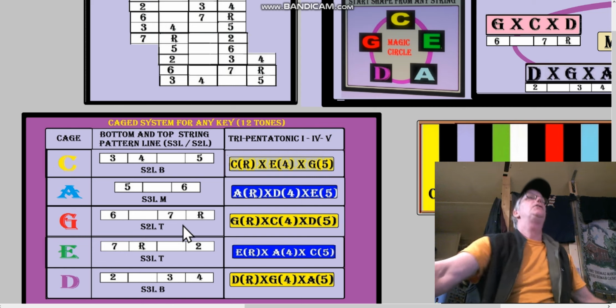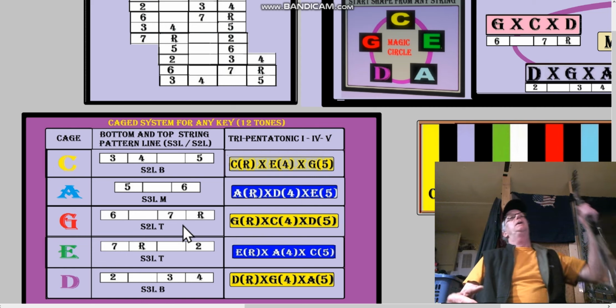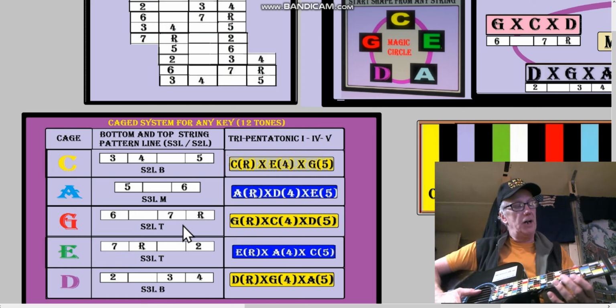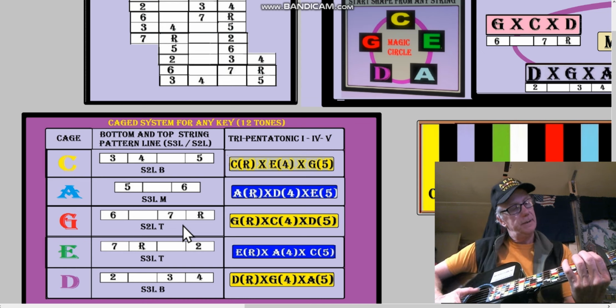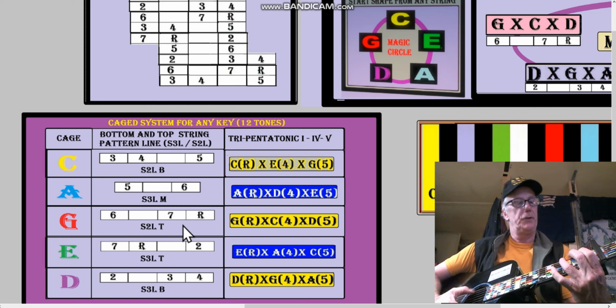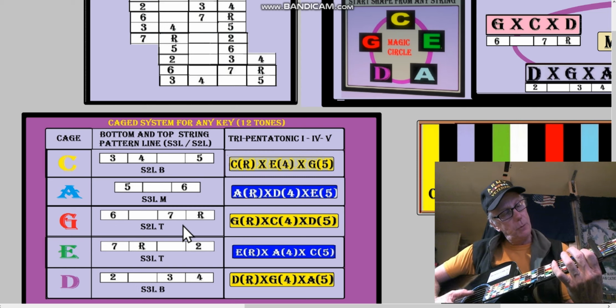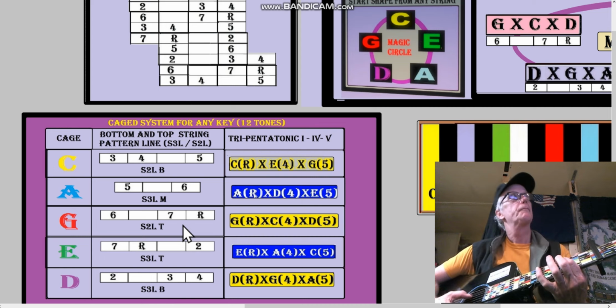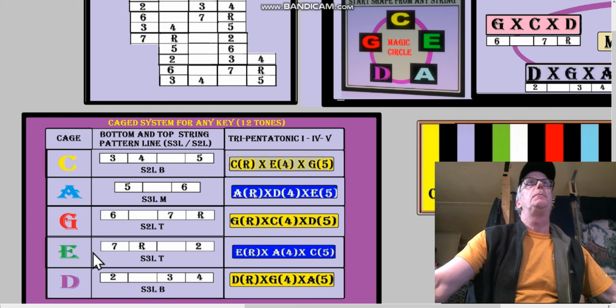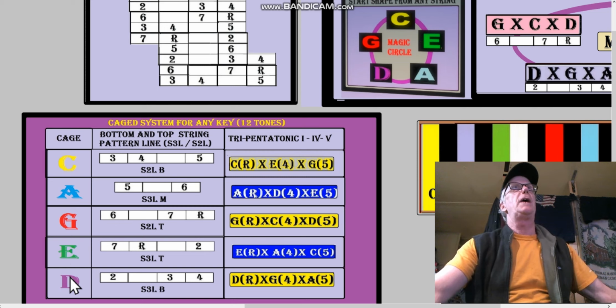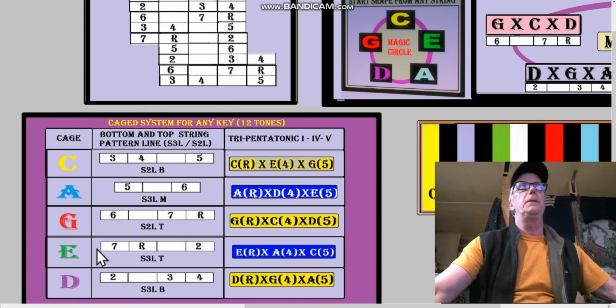And you can't do an E shape pentatonic unless you play it in F: 7, root, 2, 3, 4, 5, 6, 7, root, 2. So this is a little tricky here, but it works. It works around the middle part.